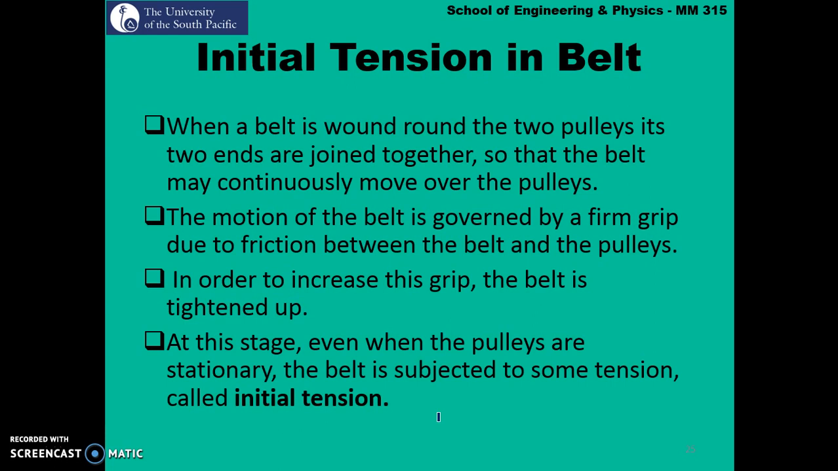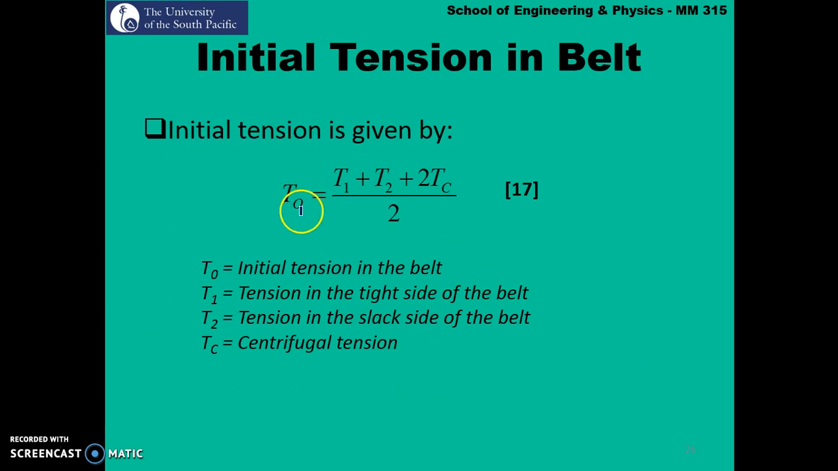At this stage, even when the pulleys are not rotating, when they are stationary, the belt is still subjected to tension, called the initial tension. You can find the initial tension using equation 17. So initial tension T0 is simply equal to (T1 plus T2 plus 2 TC) divided by 2, where T1 is the tension in the tight side, T2 is the tension in the slack side, TC is again your centrifugal tension, and T0 is the initial tension. What we'll do now is look at an example which deals with initial tension.